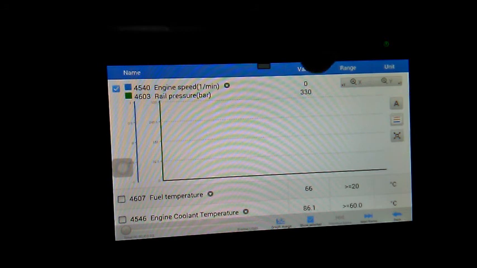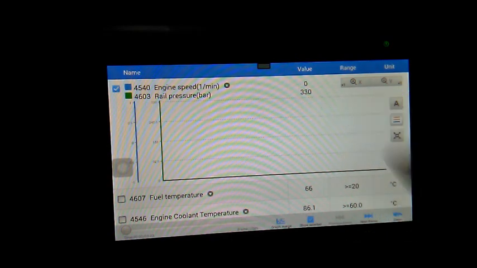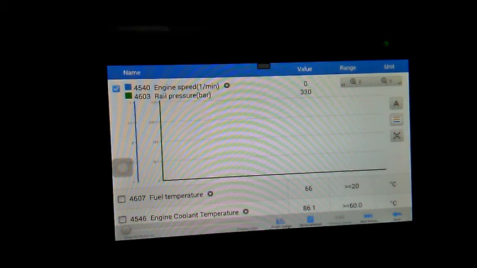You can see the engine speed is 0, as in, the key is in the on position. I haven't cranked the engine yet, but it is already telling me it has rail pressure of 330 bar. That doesn't make sense, because on common rail diesel engines, once the engine stops, the computer, via the pressure regulating solenoid on the common rail, releases all the fuel back into the tank. So until you start cranking, there shouldn't be pressure in the rail. This immediately caught my attention.